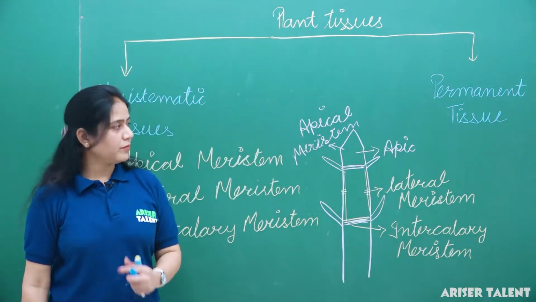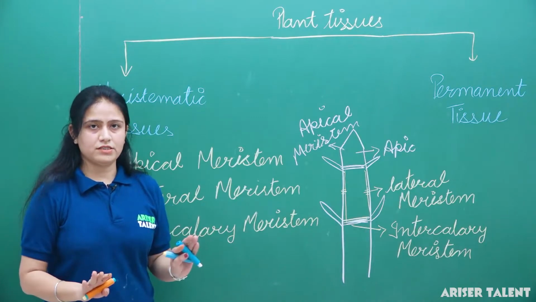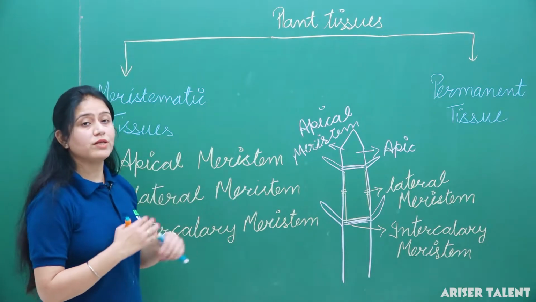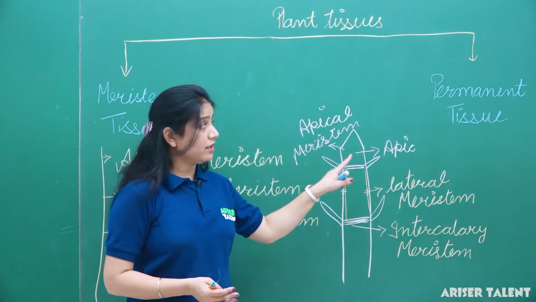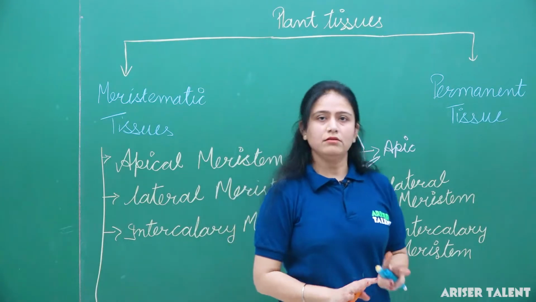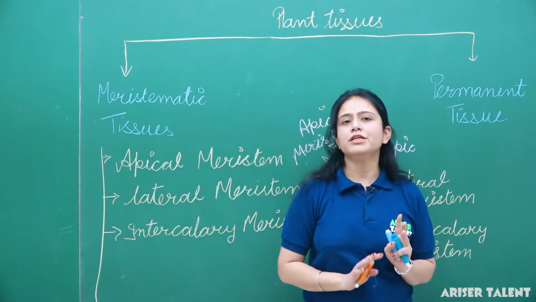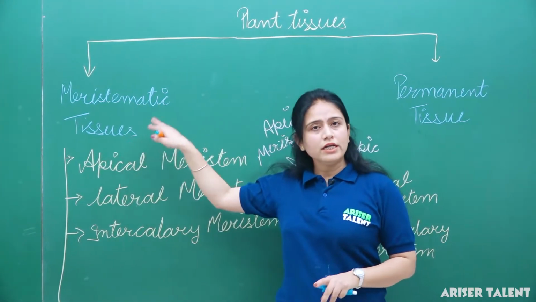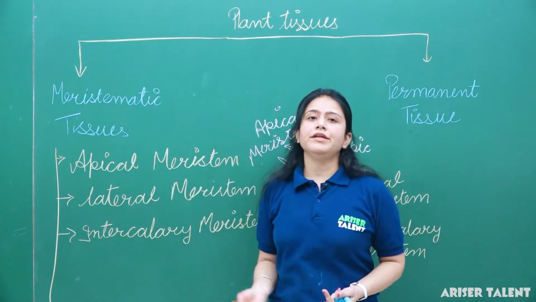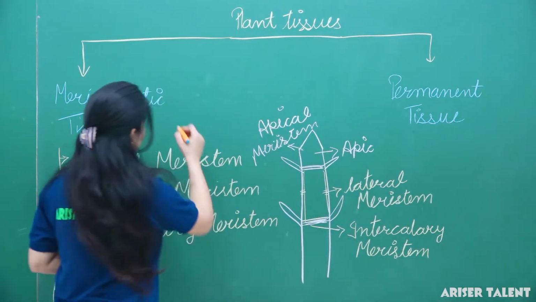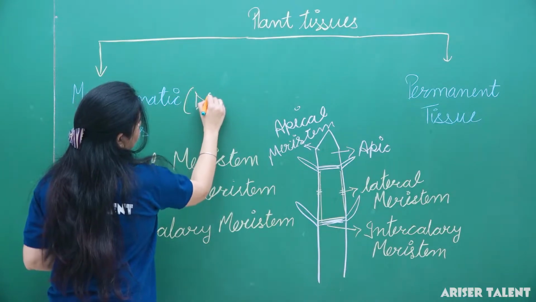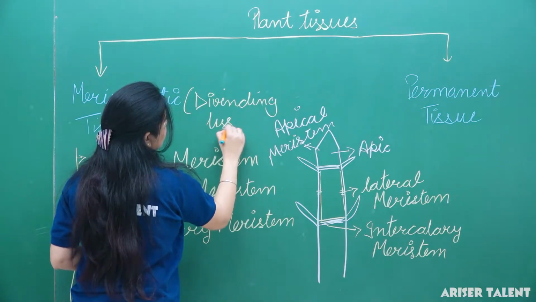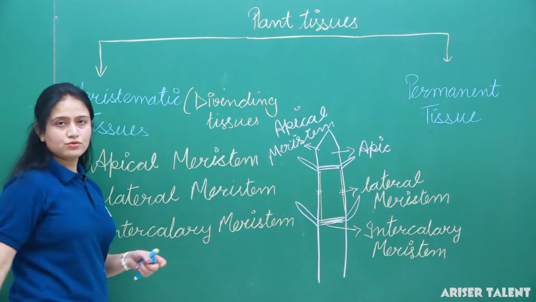Now, if we talk about permanent tissue, permanent means fixed. After the meristematic tissues, when the cells stop dividing, they become permanent and take a permanent shape and size. Meristematic tissues are called dividing tissues because their cells are dividing continuously and giving growth to the plant.